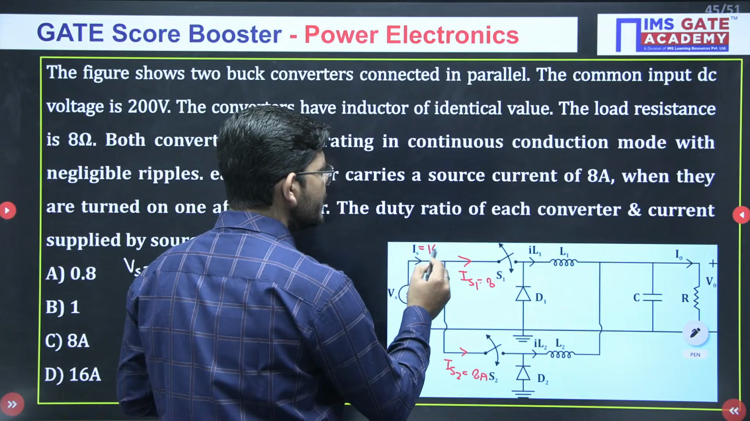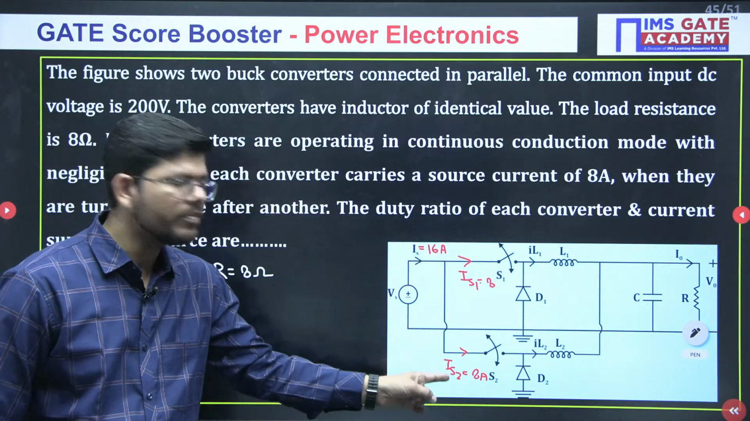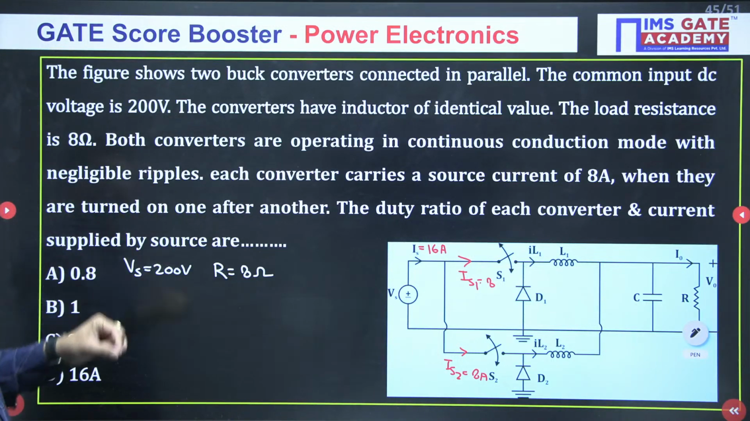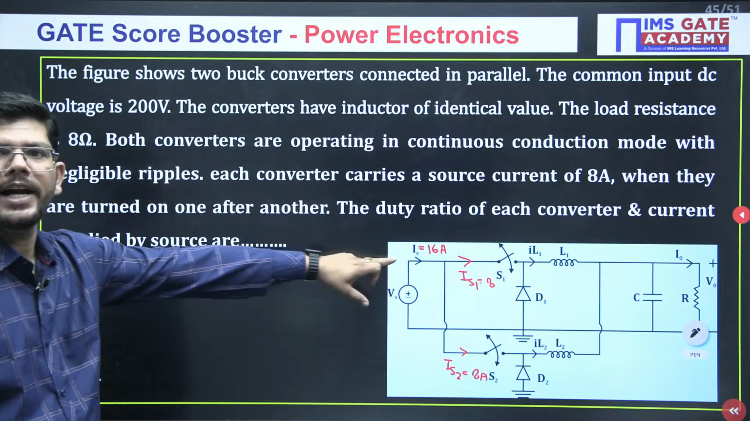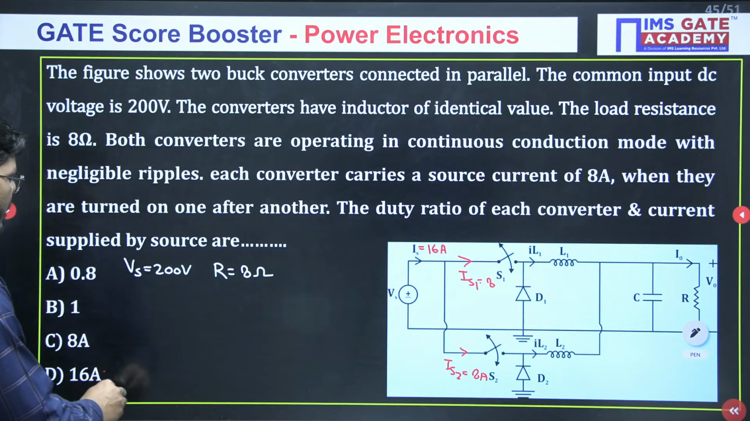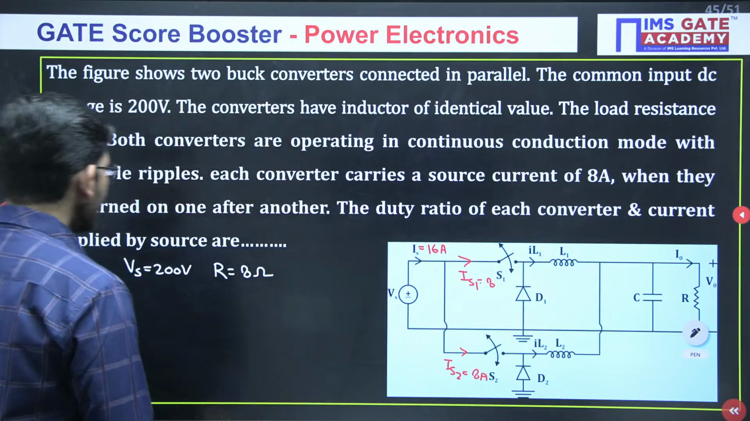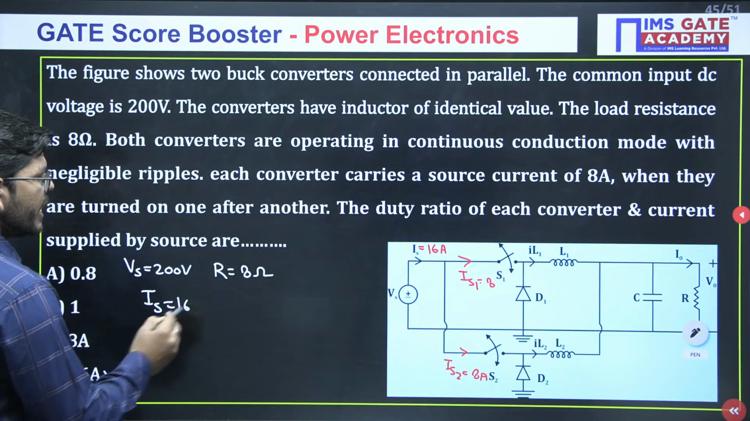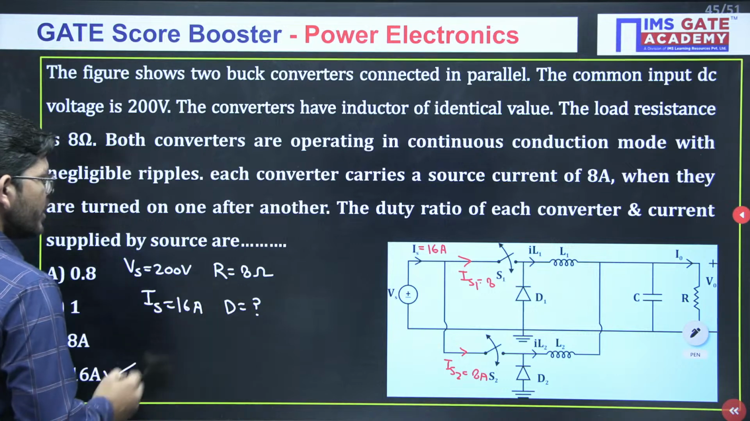So can you tell me how much will be IS? It will be 16 ampere, isn't it? Because IS is IS1 plus IS2. So it will be 16 ampere. When they are turned on one after another, find the duty ratio of each converter and the current supplied by the source. So the current supplied by the source is 16 ampere that you have calculated. Now you have to calculate what will be the duty ratio.